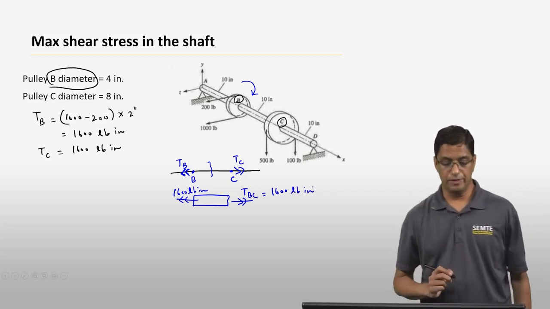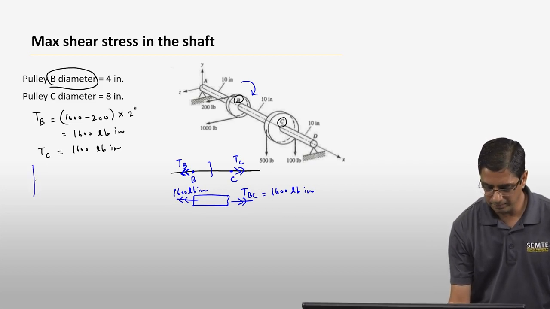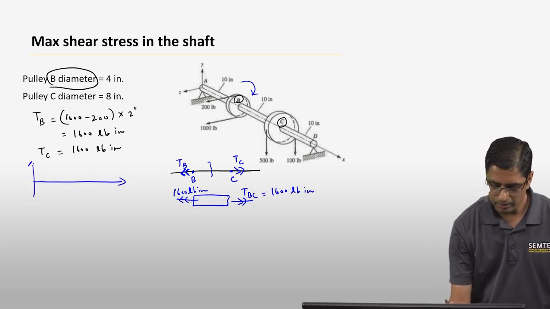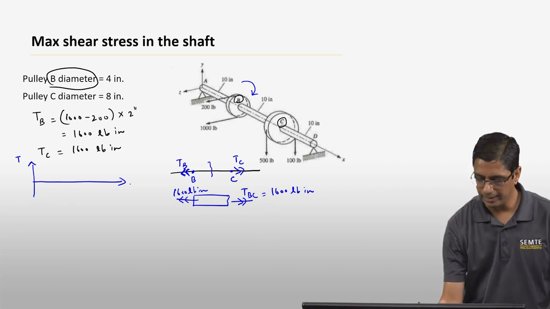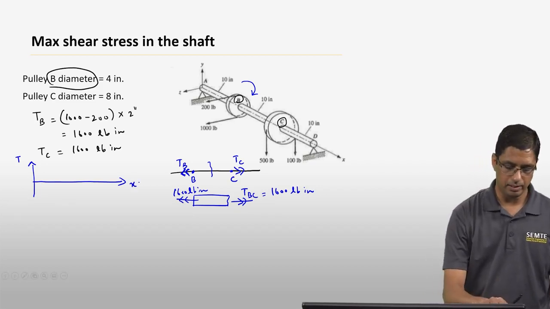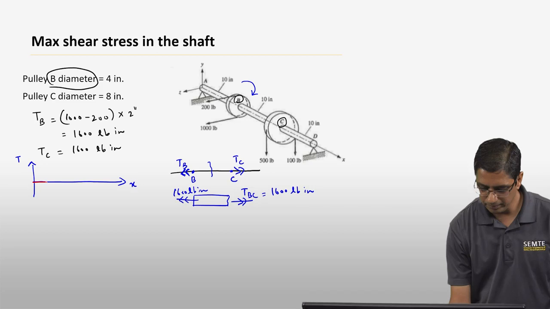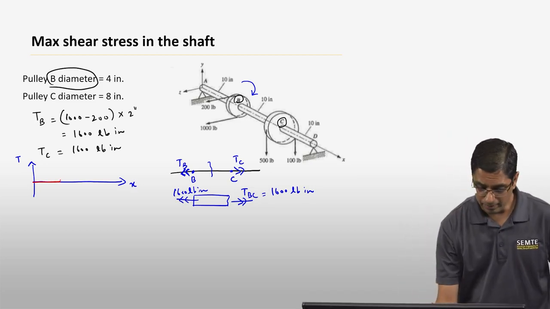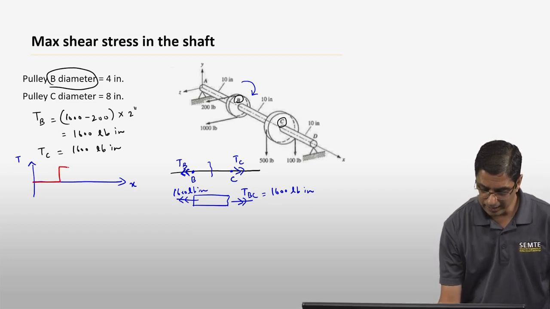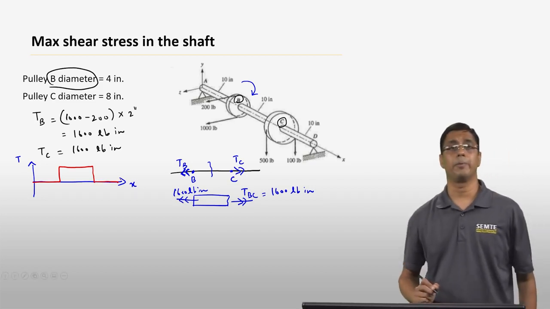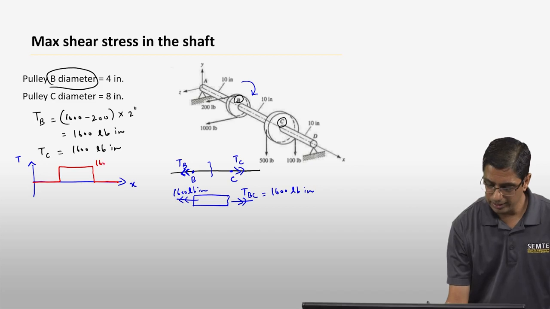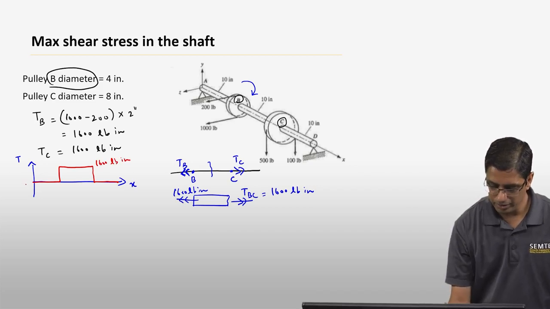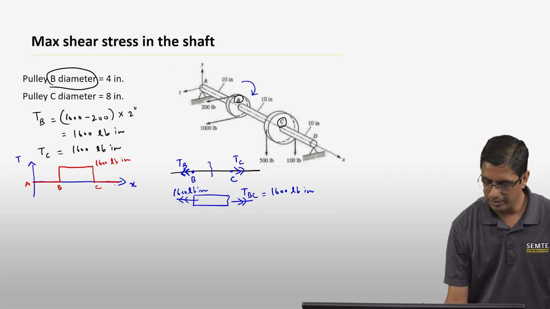If you now construct what is called a torque diagram, this is going to be your T, and that is going to be your X. The internal torque is going to be 0 from A to B. From point B to point C, it is going to take a value of 1600, and then again it goes to 0 at point C, and then remains 0 till point D. So this is going to be 1600 pound-inches. So this is point A, B, C, and D.